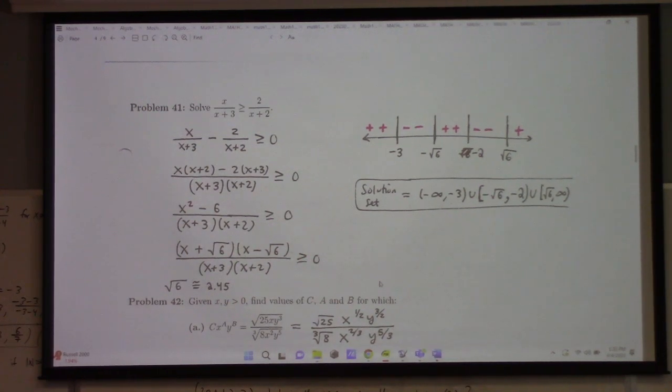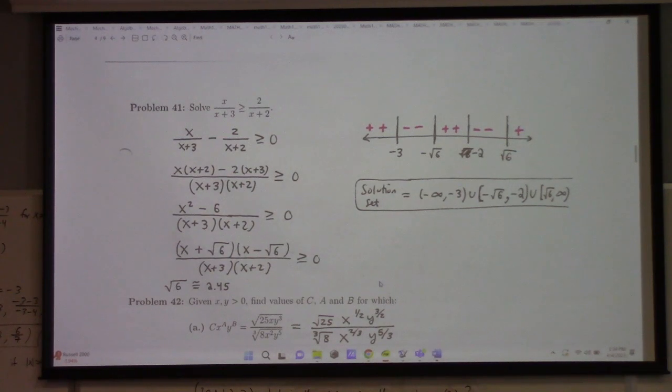So it turns out my critical numbers are plus or minus the square root of 6, minus 3, and minus 2. I make my sign chart, and I'm looking for where it's positive, right? So that gives me here, here, or here. So I go minus infinity to minus 3, minus root 6 to minus 2, and then root 6 to infinity.